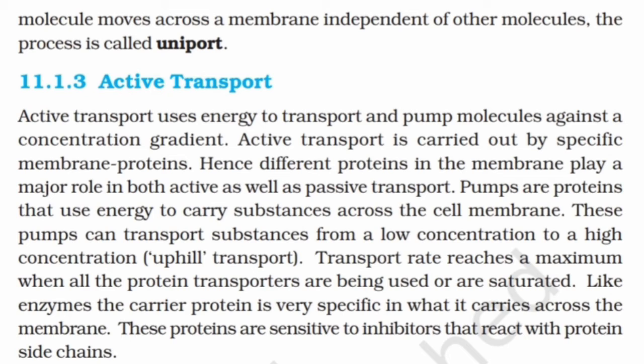Active transport uses energy to transport and pump molecules against a concentration gradient. Going against the concentration gradient means going from low to high.